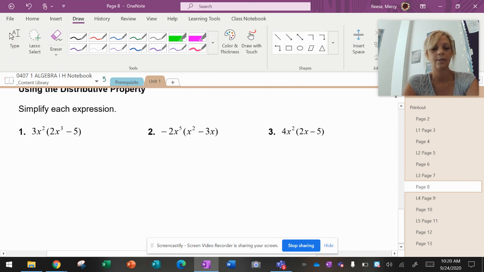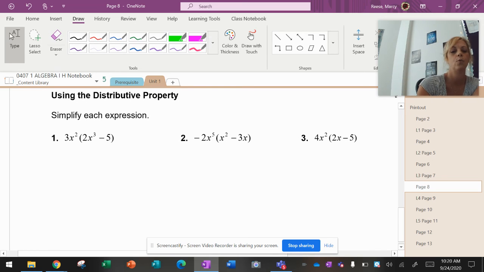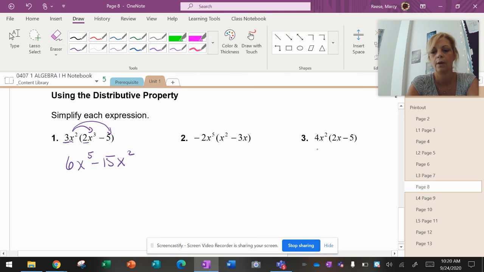All right, last but not least, distributive property. Here we go. You're going to do just like what we've been doing. Coefficients first, multiply, add exponents of like bases. 3x squared times -5 is -15x to the second. Okay, you try the last two.